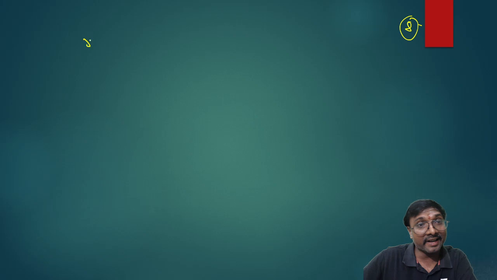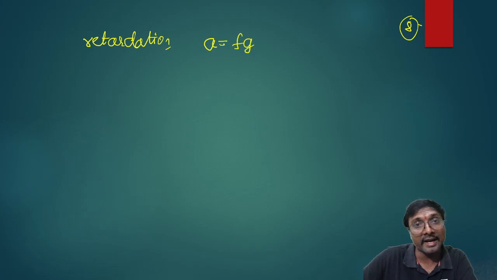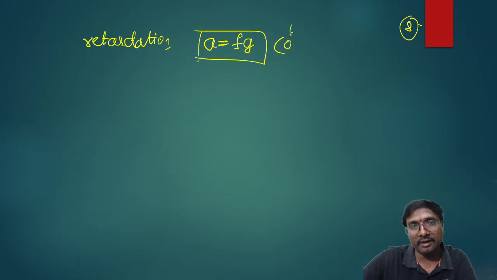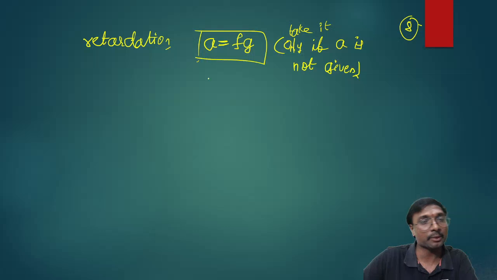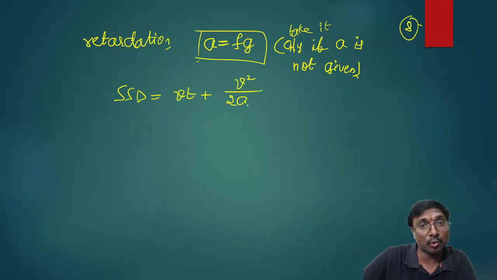Now whenever there is a retardation or deceleration, A equal to F into G, the coefficient of friction into acceleration due to gravity. If A is given, you take the given value. If it is not given, take this value. Only if A is not given in the question, then SSD will become Vt plus V square by 2GF, which is 2A.